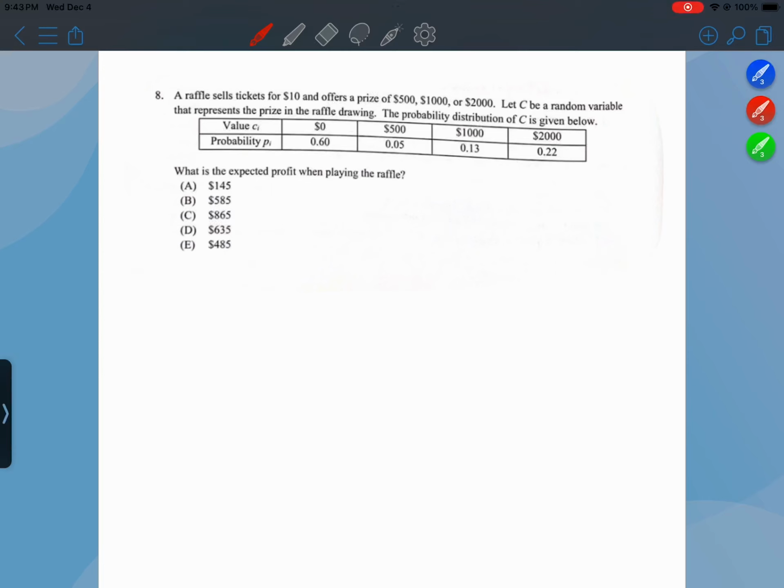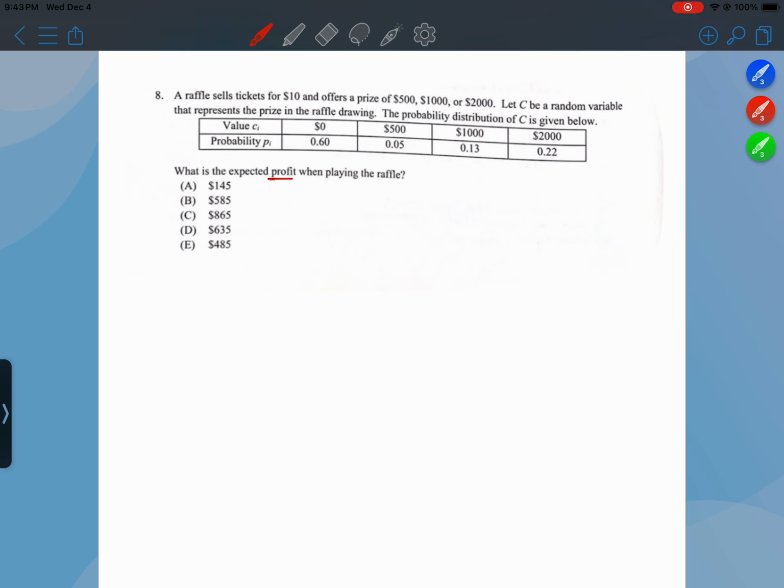Question 8. A raffle sells tickets for $10 and offers a prize of $500, $1,000, or $2,000. Let C be a random variable that represents the prize in the raffle drawing. The probability distribution of C is given below. So you either win nothing, $500, $1,000, or $2,000. What is the expected profit when playing the raffle?